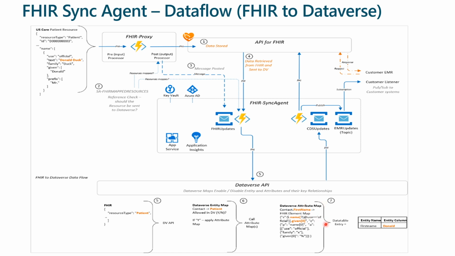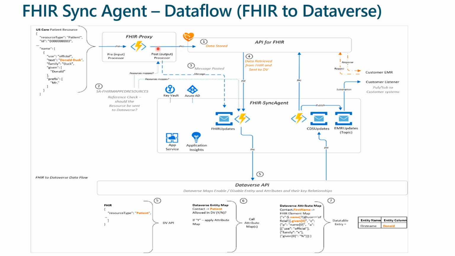So this completes the entire flow. For example, in this case, on the EMR side, the patient resource name has changed. That has been sent to the FHIR proxy, and the FHIR proxy has updated the Azure API for FHIR. Essentially, it updates that text that has changed and also increases the version on the Azure API for FHIR.